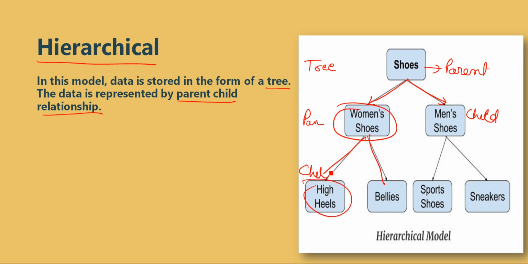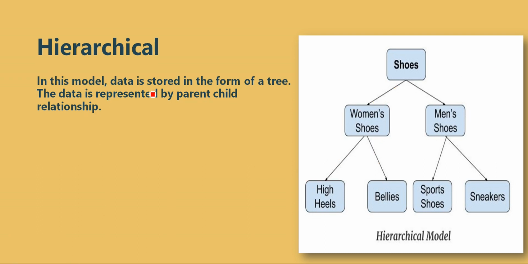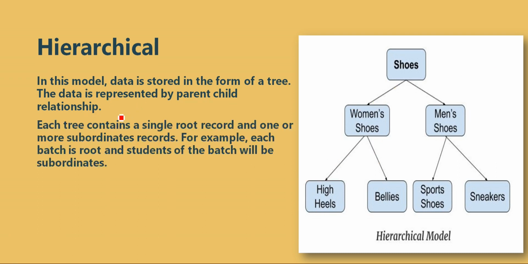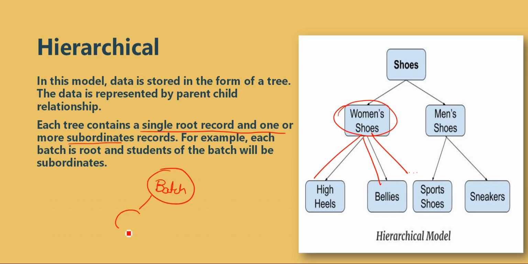Now for this women's shoes, this is also a parent, and these high heels and others will be termed as children, right? So this hierarchical model stores the data in the form of a tree. Each tree contains a single root record and one or more subordinates. This one is a root and it can have multiple subroots. For example, each batch is a root and the students of the batch will be subordinates. Let's say I have created a batch, morning batch, and in this morning batch there are multiple students I am going to teach.